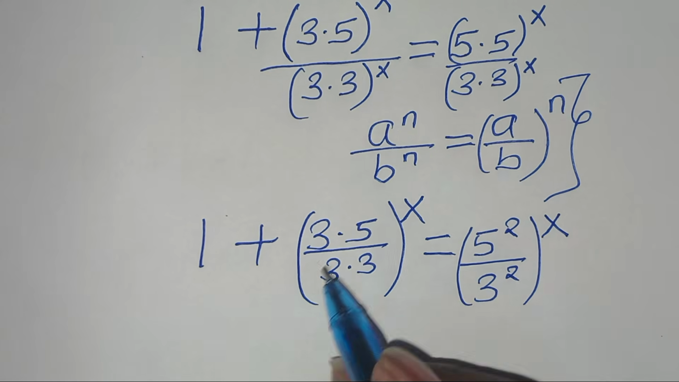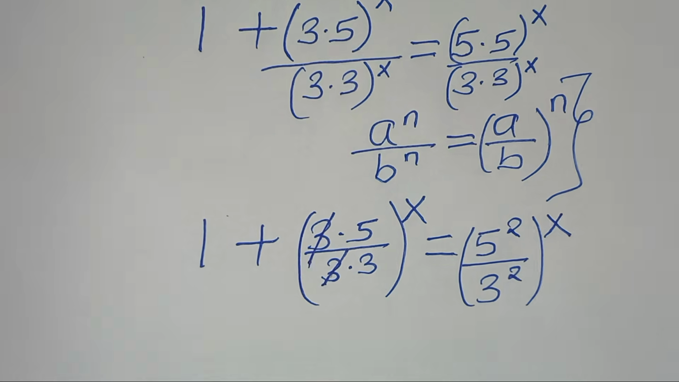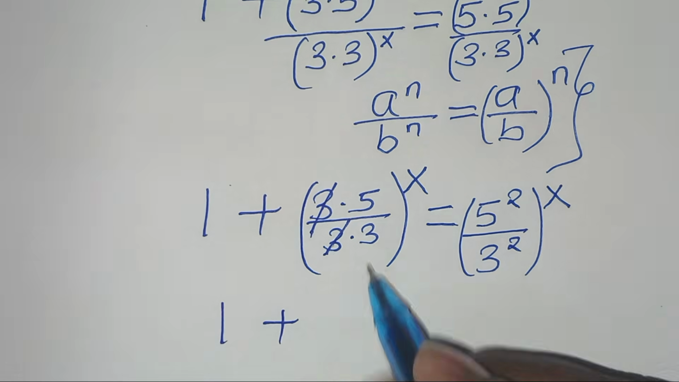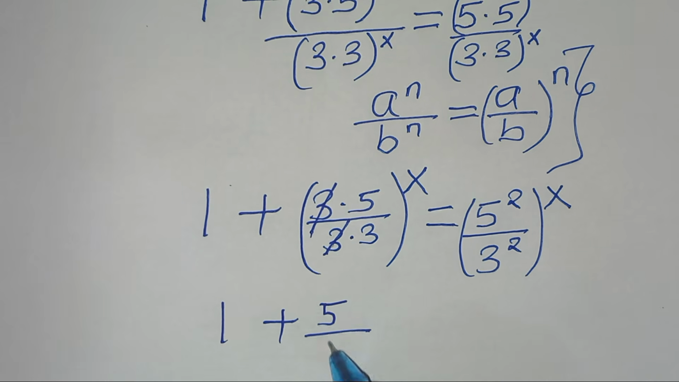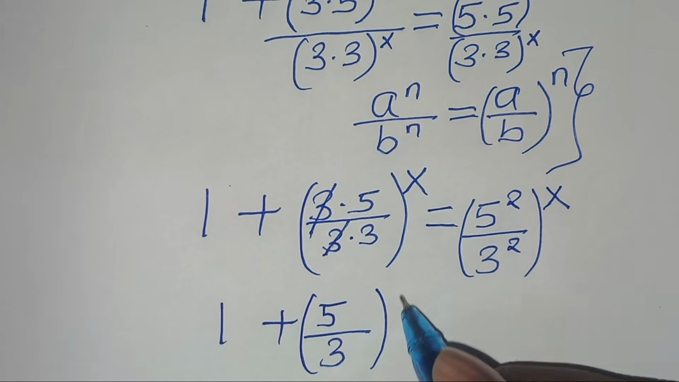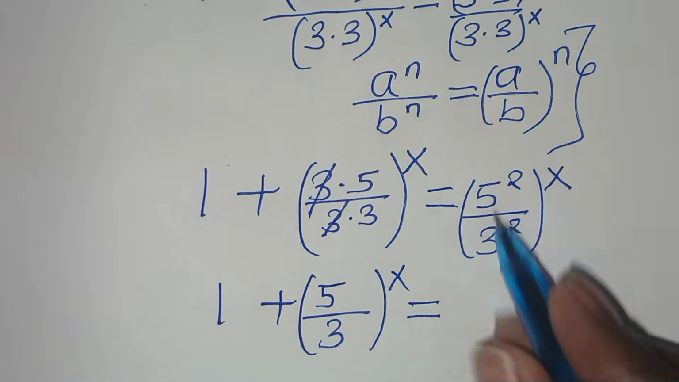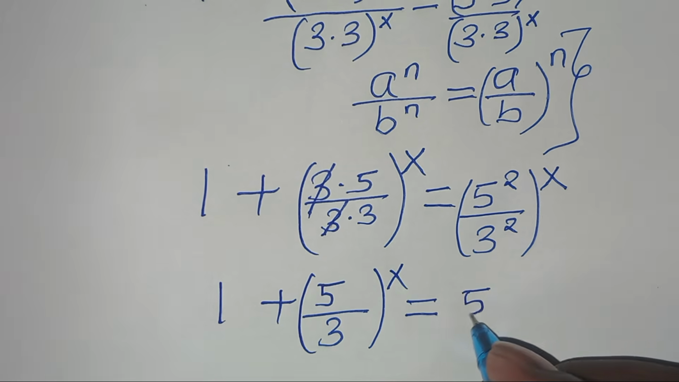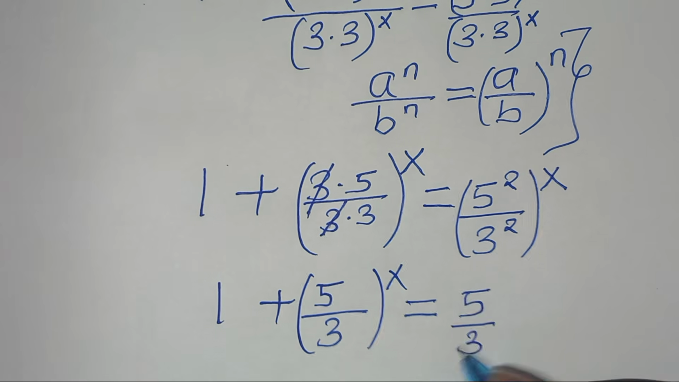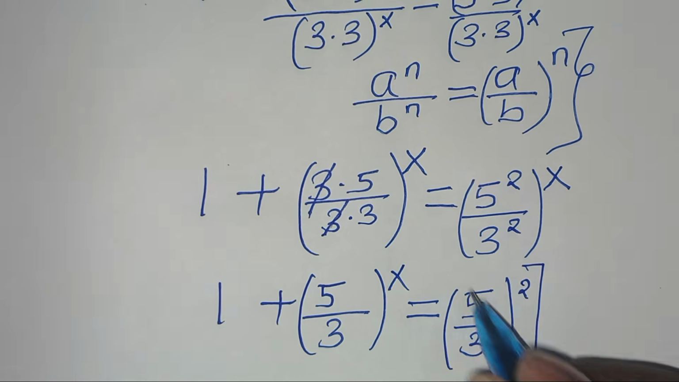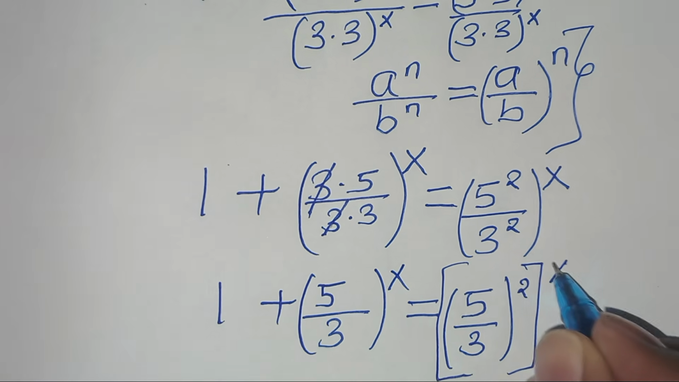The next step is we can simplify 3 and 3 here, so that we have 1 plus 5 over 3 raised to the power of x. This is equal to 5 over 3 raised to the power of 2, then raised to the power of x.